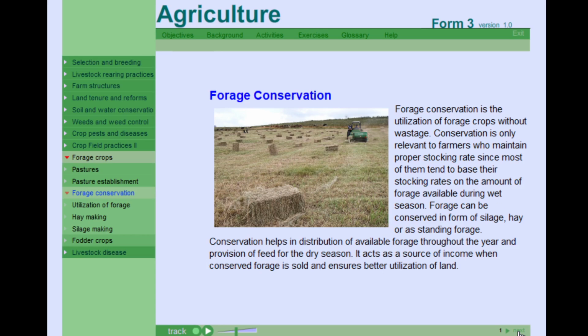Conservation helps in distribution of available forage throughout the year and provision of feed for the dry season. It acts as a source of income when conserved forage is sold and ensures better utilization of land.